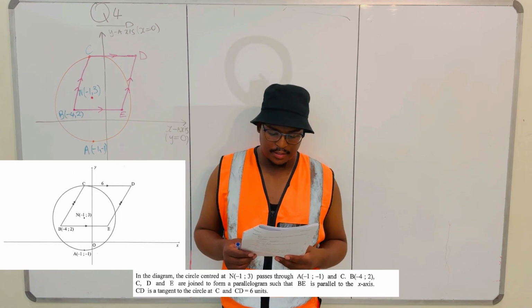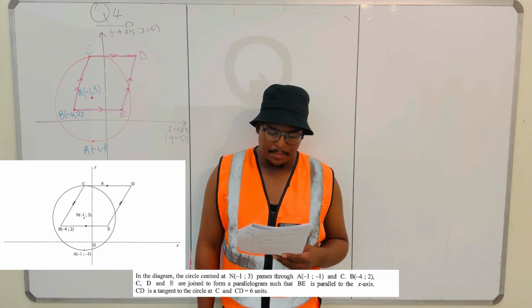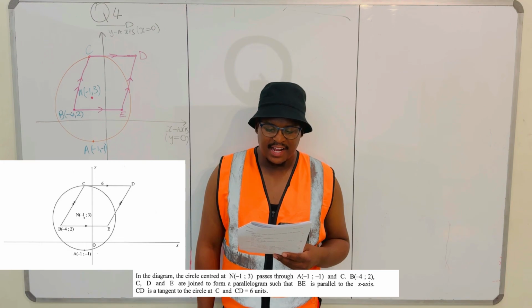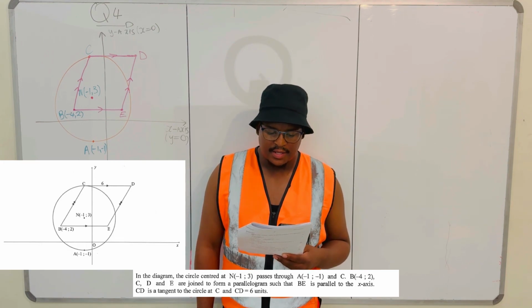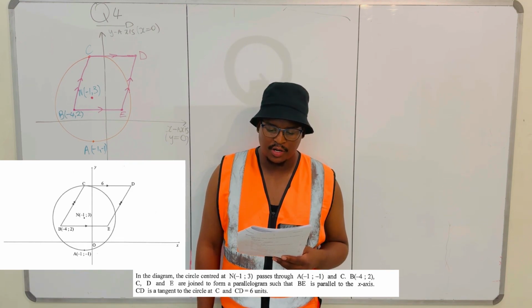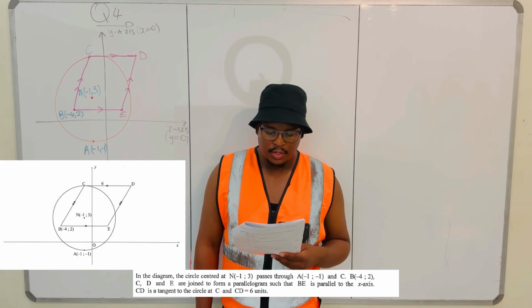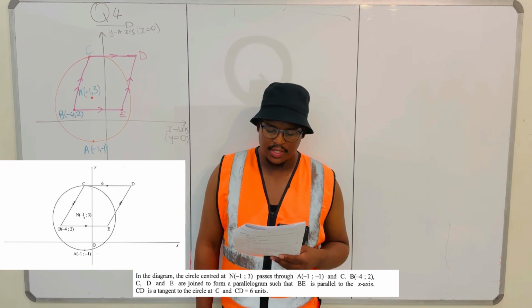Let me read this again. They are saying, in the diagram, the circle centered at N passes through A and C. B, C, D, and E are joined to form a parallelogram such that BE is parallel to the x-axis. CD is a tangent to the circle at C, and CD is equal to 6 units.